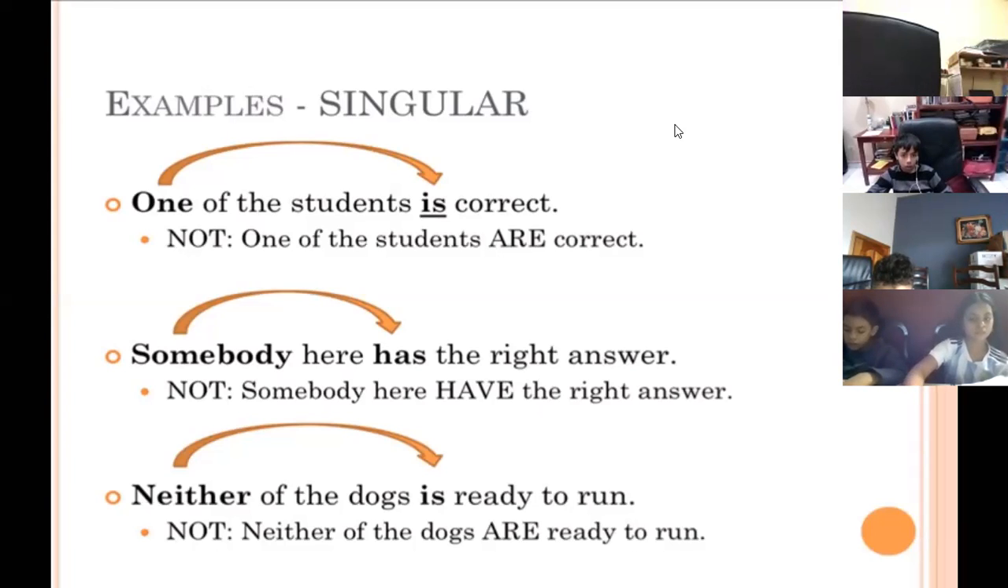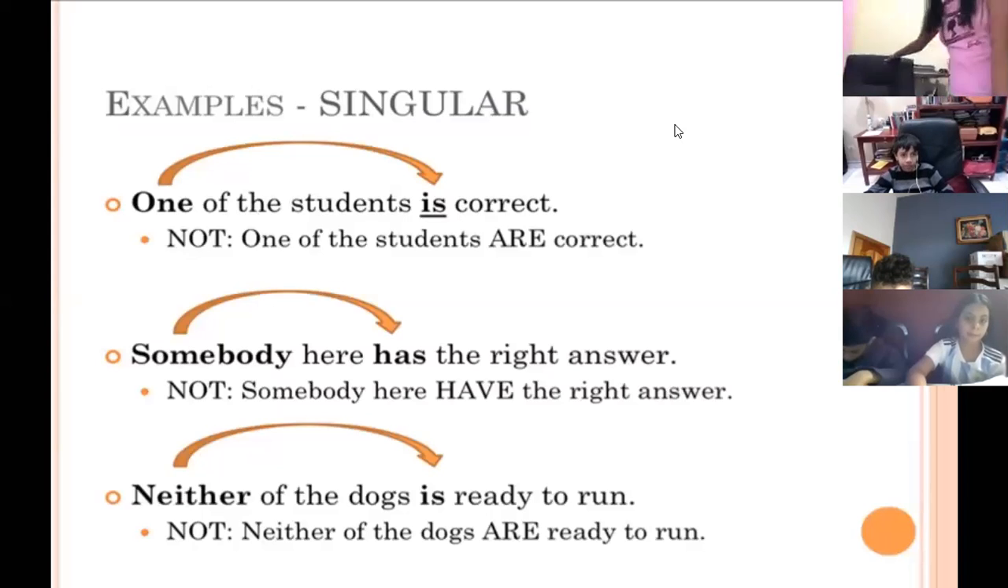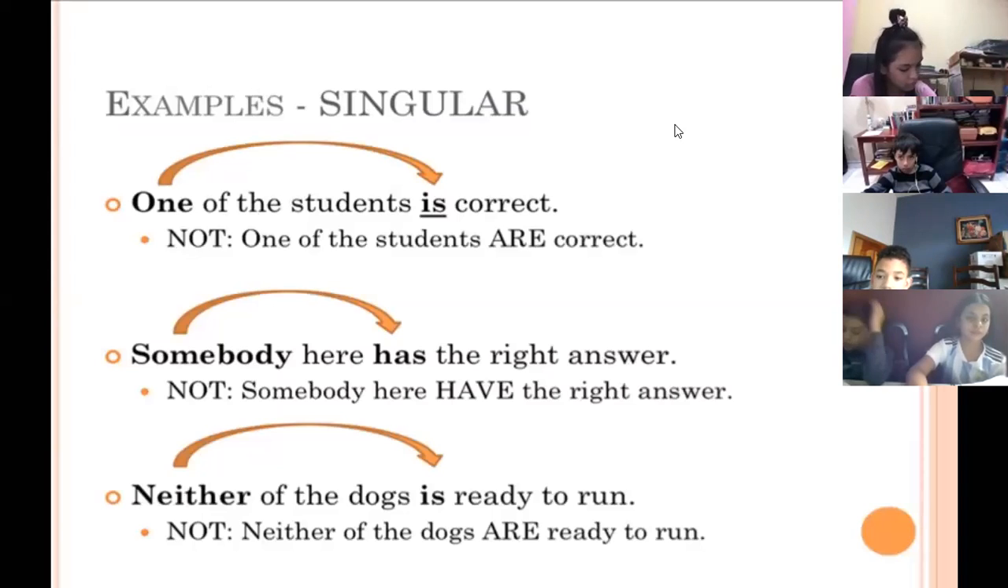Number 2, somebody here has the right answer. Again, the subject is somebody. Somebody is singular. Therefore, the verb form must be singular also, and that is has. Last one there. Neither of the dogs is ready to run. So again, our indefinite pronoun is neither. That is singular, and it takes the singular verb is.